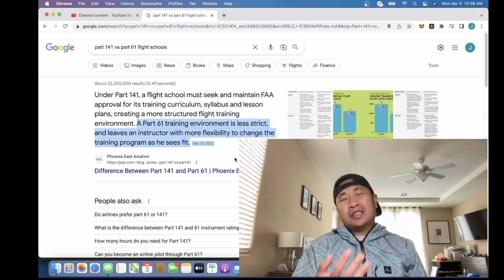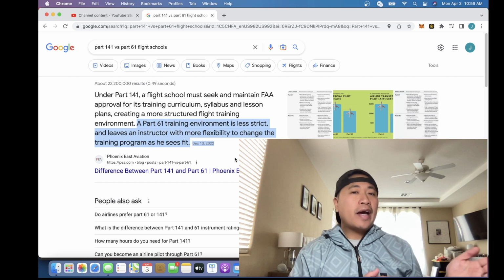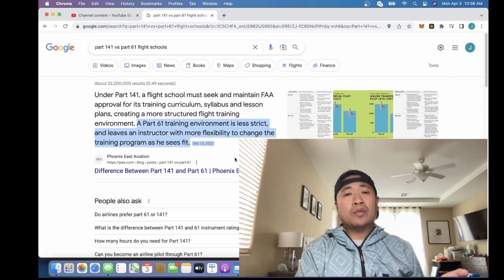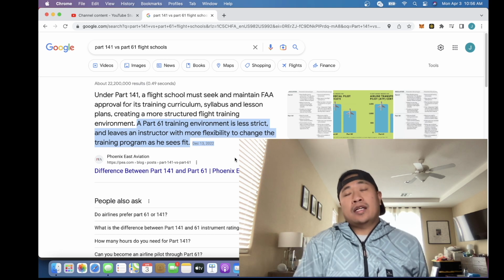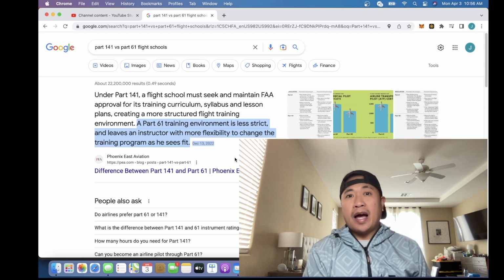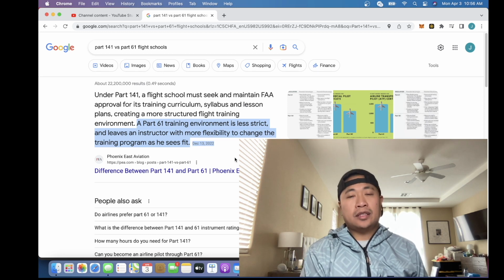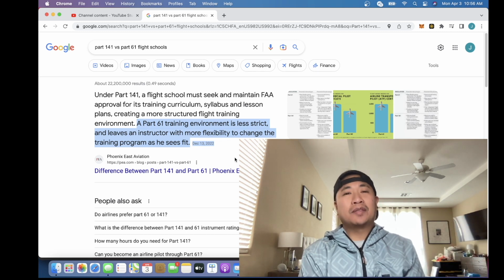So one's good, one's bad. No, I just think maybe you're a person that likes more structure and you're able to do a 9 to 5, because that's typically what a Part 141 is. It's going to be more of a school setting. Most of the time it's going to be 8 to 5 or 8 to 4. Think about school, you don't really go to school at night. I know there's night school, but for all intents and purposes, that's what I'm getting at.